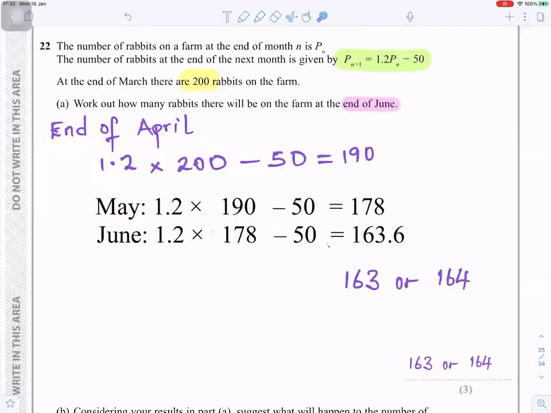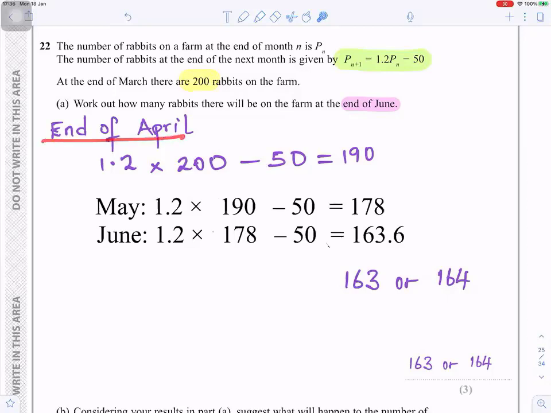Question 22. The number of rabbits on a farm at the end of month n is Pn. The number of rabbits at the end of the next month is given by P subscript n plus 1 equals 1.2 P subscript n minus 50. At the end of March, there are 200 rabbits on the farm. Work out how many rabbits there will be on the farm at the end of June.